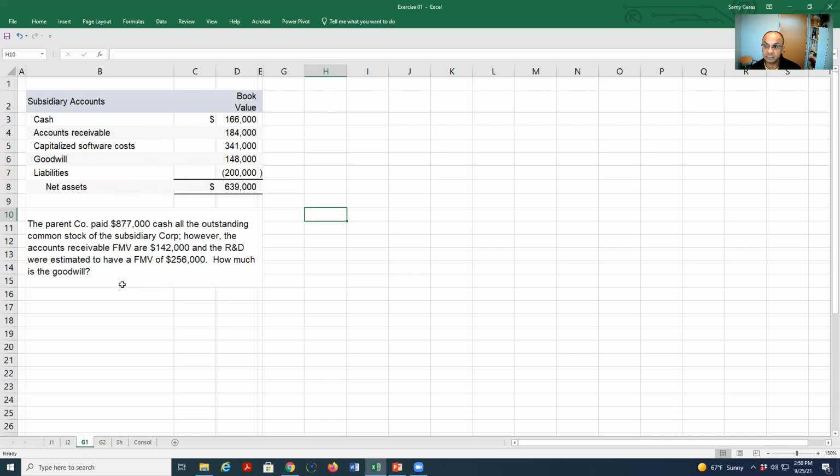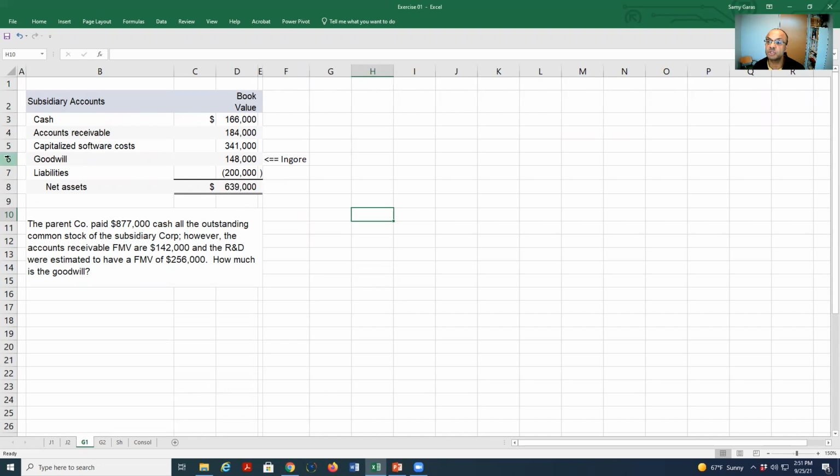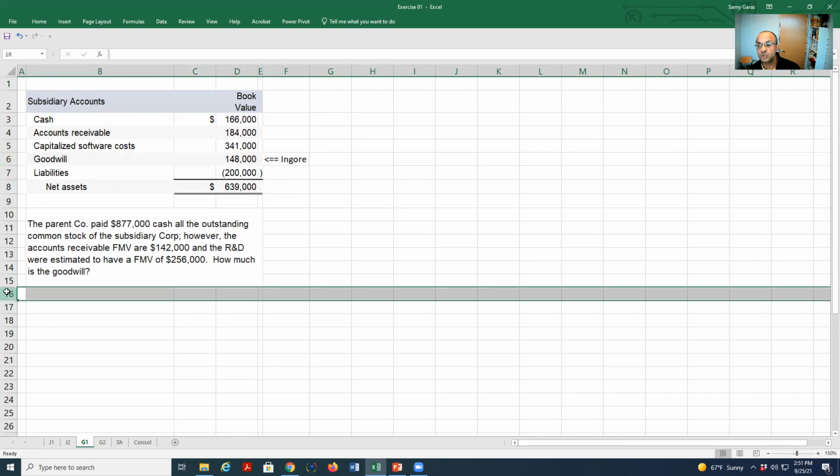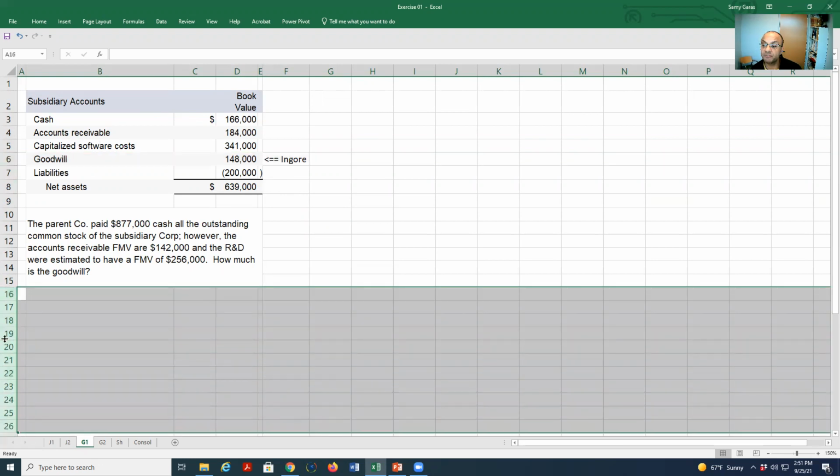In this exercise, you need to differentiate between the goodwill of the parent company and the goodwill of the subsidiary company. When the parent is acquiring the subsidiary, the subsidiary itself has a goodwill. What shall we do with it? In this exercise, you need to ignore the goodwill of the subsidiary. Why? Because as I said, the parent company will get the net assets, which is assets minus liability, but we ignore the goodwill of the subsidiary.